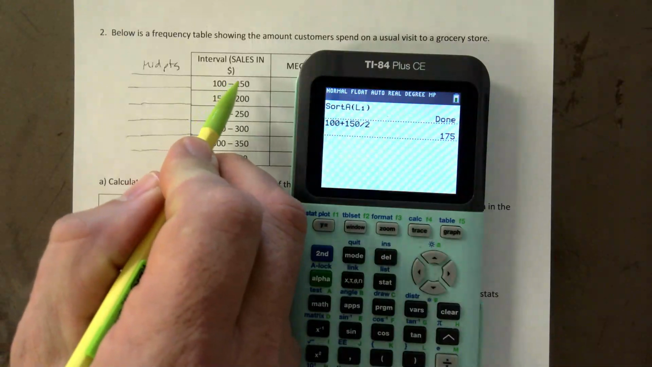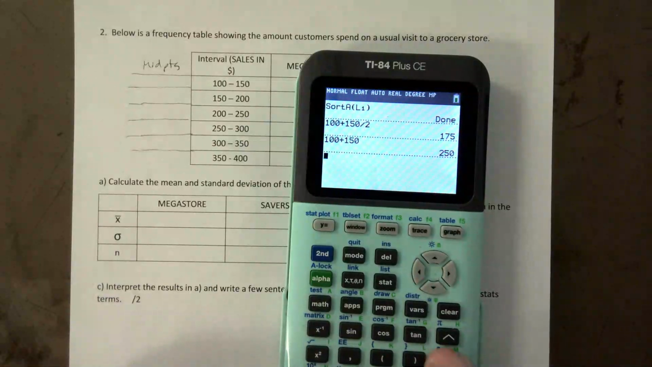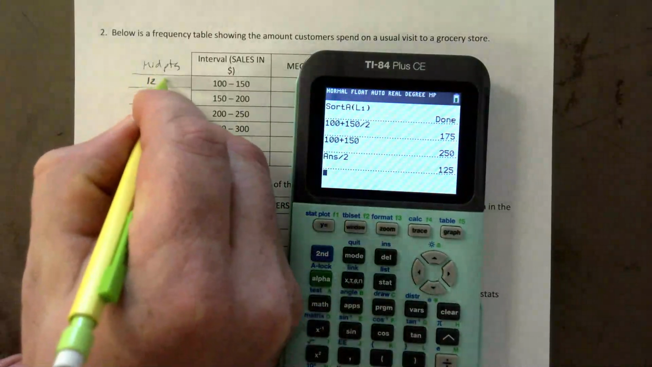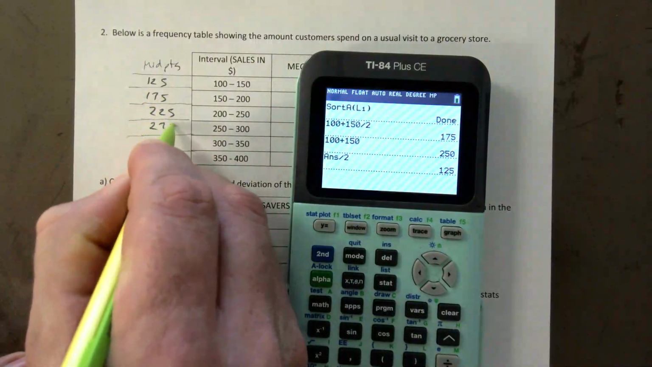It's 175, and you're going to get it wrong. It can't be. It has to be between these two, right? So you go 100 plus 150 divided by 2, right? So 125, 175, 225, and so forth.